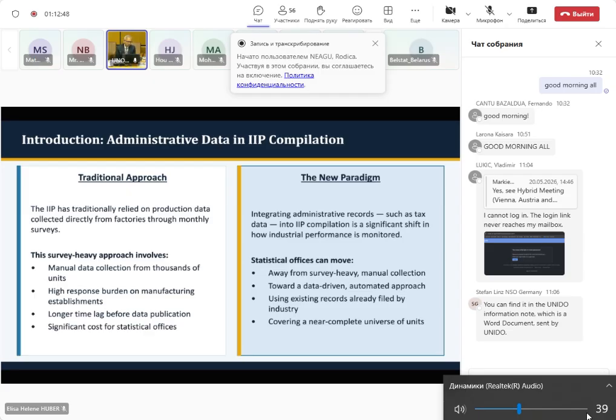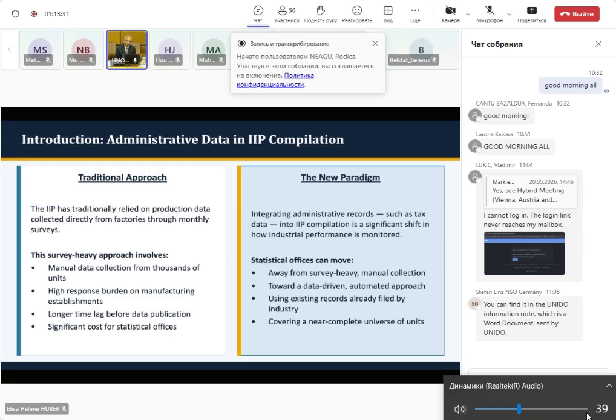Again, there were issues with a longer time lag before data publication, because earlier data was available in manual formats, and converting them into usable formats was taking a longer time. Similarly, there was a significant cost for statistical offices to collect this data. So what we are now suggesting is that we want to integrate administrative records such as tax data into IIP compilation, which will be a significant shift in how industrial performance is monitored. In fact, for India, we are going to do this for the first time.